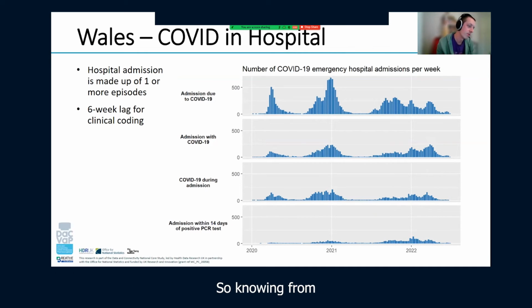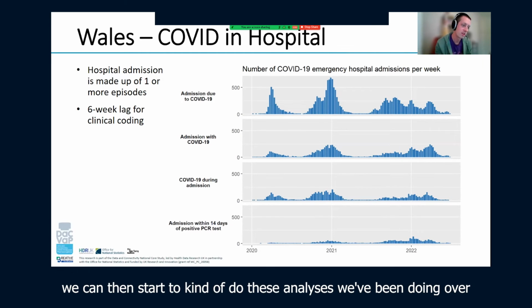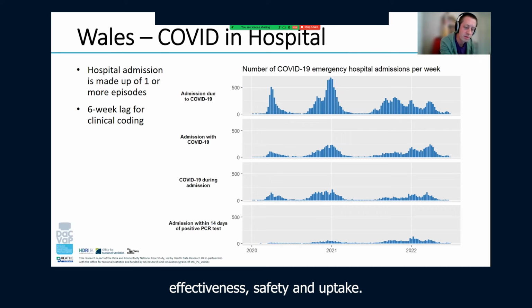So from knowing who is living in Wales, when someone dies, if and when they got the vaccinations, and if and when they got COVID and whether they entered hospital, we can then start to do these analyses we've been doing over effectiveness, safety, and uptake.